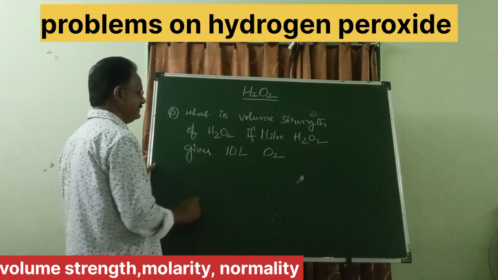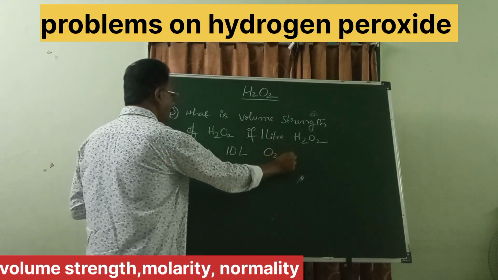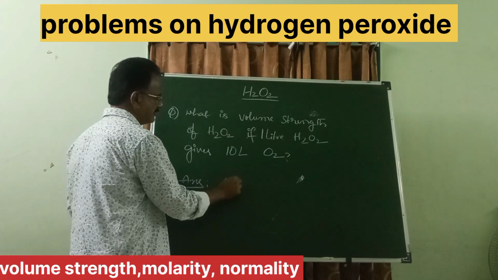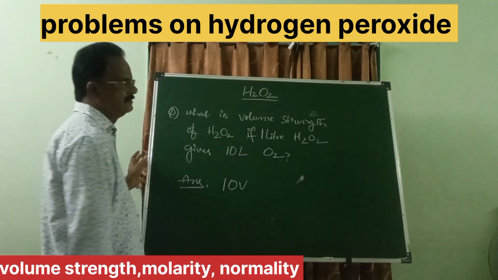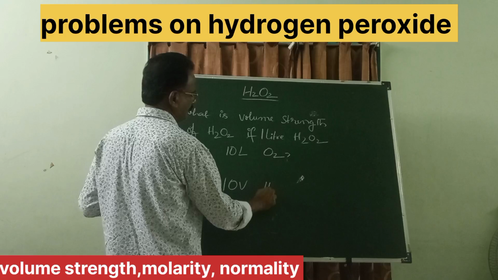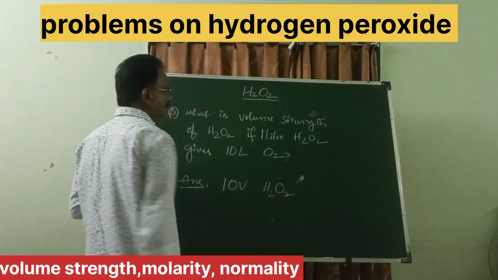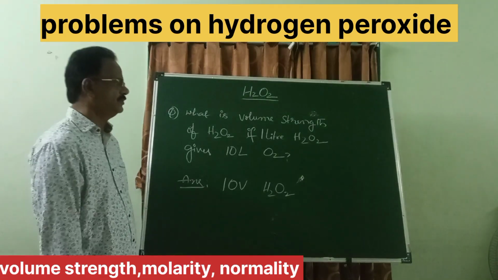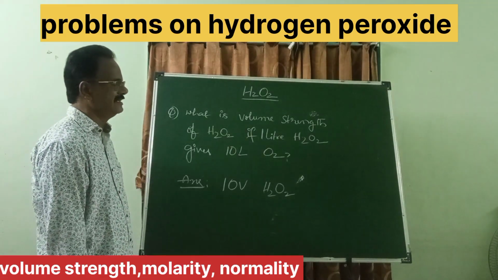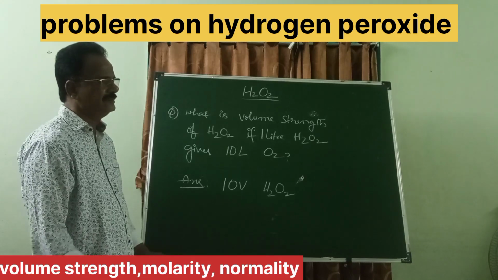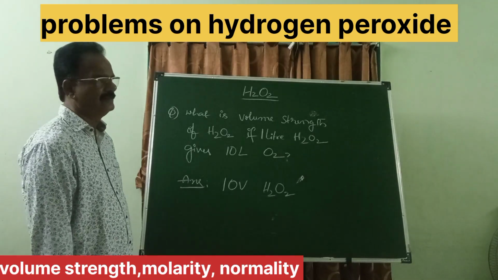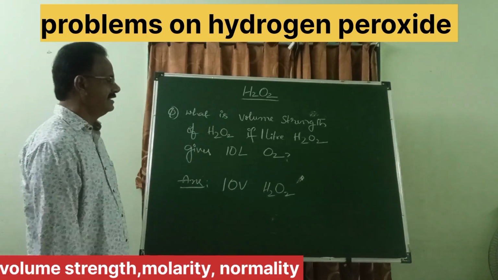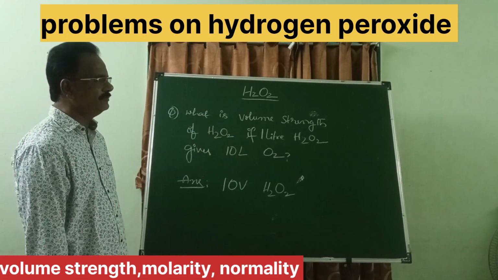Okay. Then the answer is 10 volume. The 10 volume H2O2 means if 1 liter H2O2 gives 10 liters O2, then it is to be considered as 10 volume H2O2. Okay. If 1 liter H2O2 gives 30 liters O2, then it is said to be 30 volume H2O2.